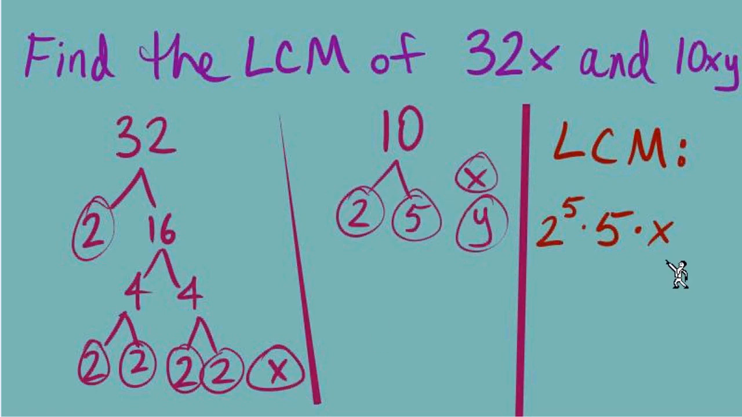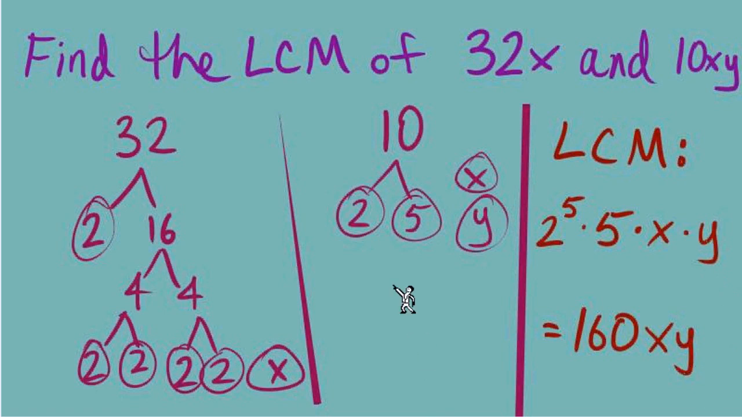1x, 1x, 1x. Okay, and let's not forget the y. So there's no y on this side. Here is a y. There's our y in the LCM. And if we multiply these together, the 2 to the 5th is 32 times 5 is 160, and 160 times x times y is 160xy.